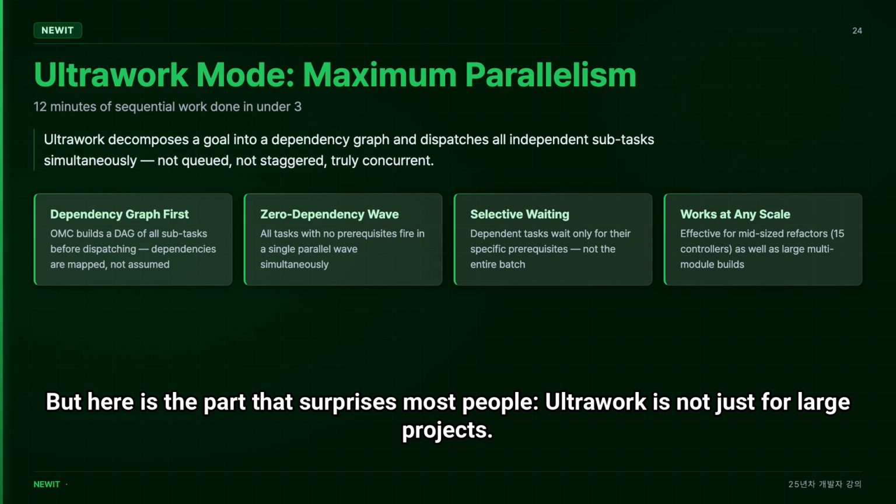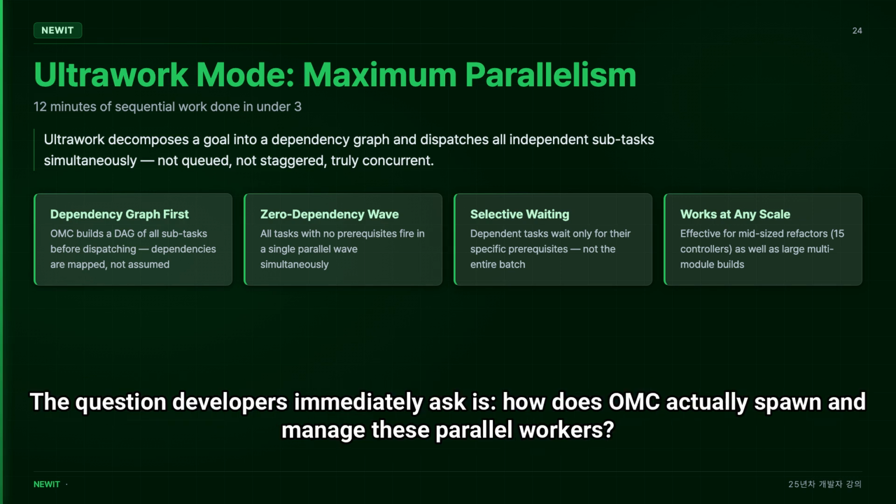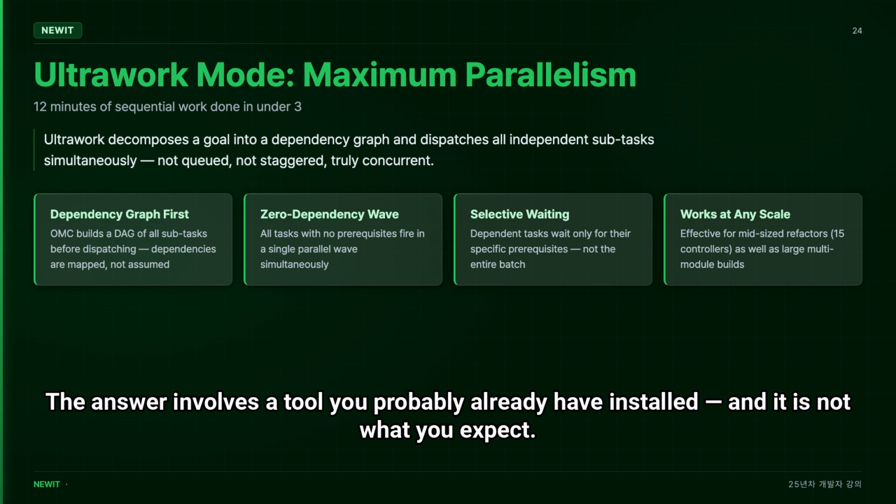But here is the part that surprises most people. UltraWork is not just for large projects. Even a mid-sized refactor, say updating API response shapes across 15 controllers, maps cleanly to parallel execution because each controller file is an independent work unit. The question developers immediately ask: how does OMC actually spawn and manage these parallel workers? The answer involves a tool you probably already have installed. And it is not what you expect.